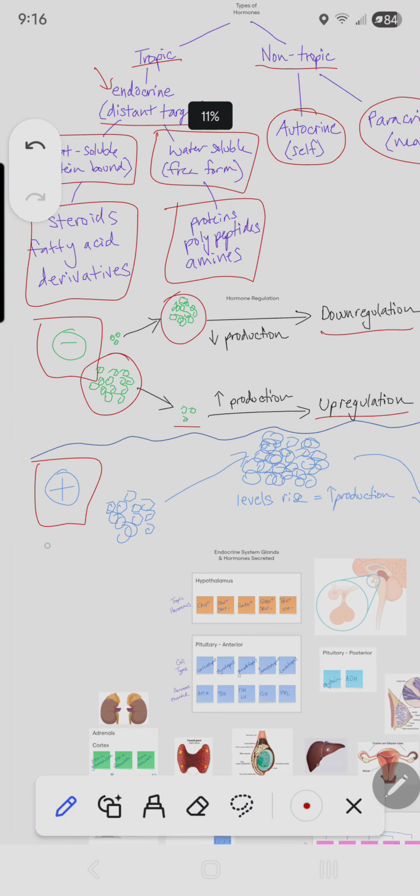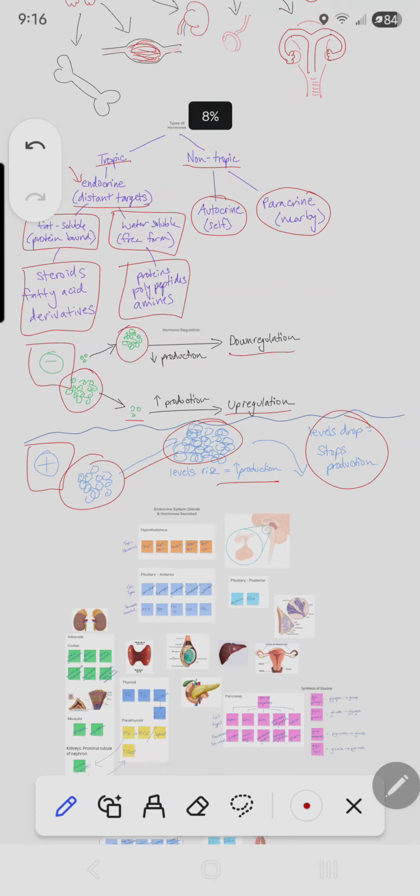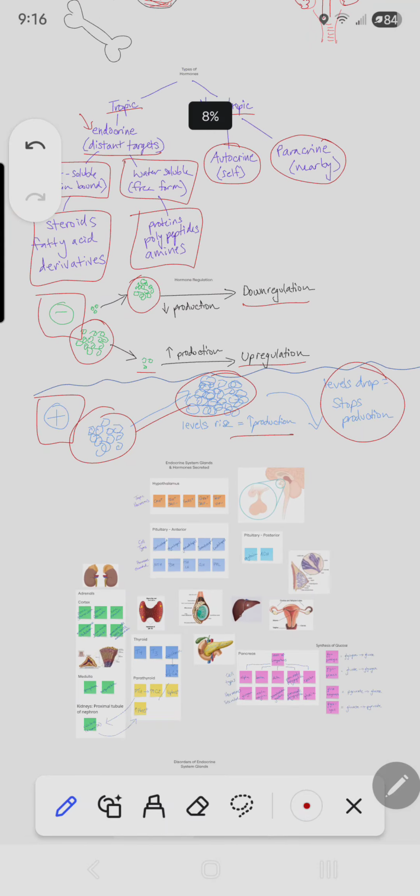The other kind of mechanism is our positive feedback mechanism, and that is when hormone levels are already high, and then they become even higher. This will cause the production of that hormone to increase. And when the levels drop, production stops altogether. This is a pretty rare feedback mechanism. This one happens a lot when oxytocin is released during childbirth. That is one way that the body deals with that.